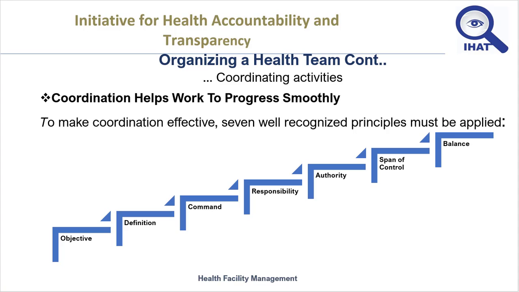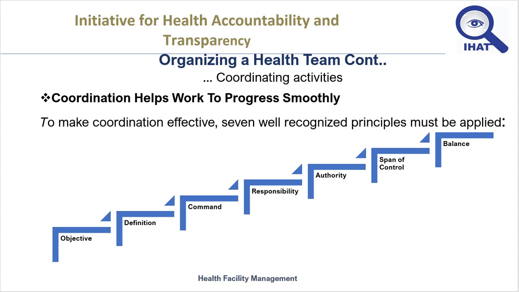To make coordination effective, seven well-recognized principles must be applied. It starts with objective. The objective of each group of tasks must contribute to the objective of the organization as a whole. Then the definition. Each group of tasks must be clearly defined so that everyone knows exactly what the tasks are. There also ought to be a command. Each group of tasks must have one person in charge, and all concerned must know who this person is.